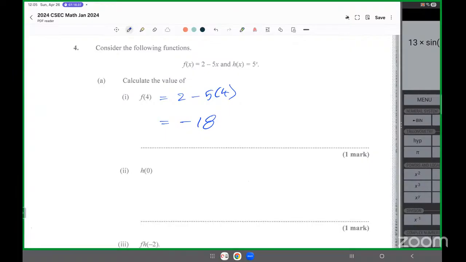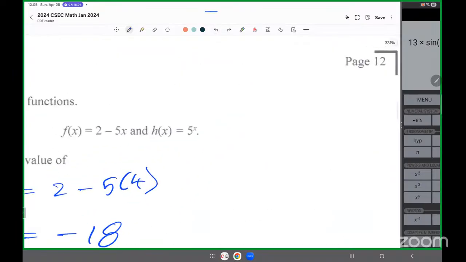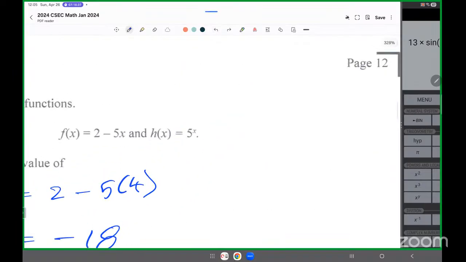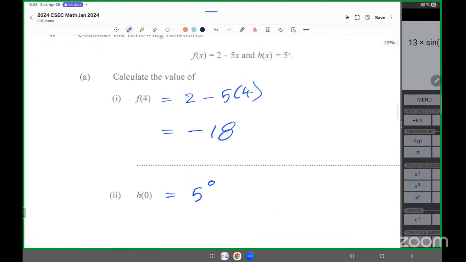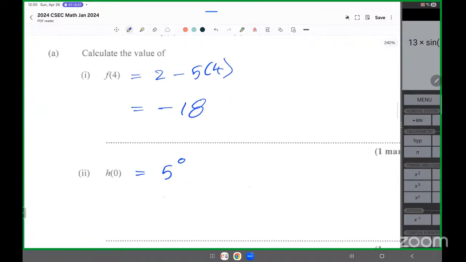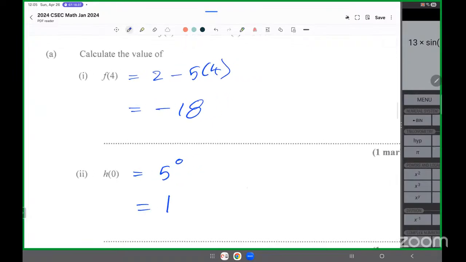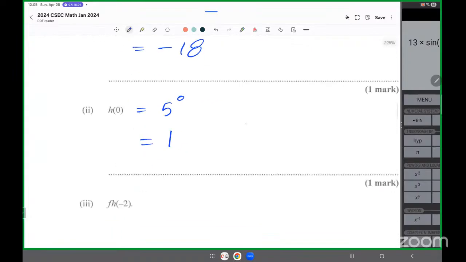Next one, h of 0. We're going to put 0 in the h function up here, so the x is 0. Remember the h is 5 to the x. So put 0 in there now. So that becomes 5 to the 0. Any number raised to the power 0 is 1. So that equals 1. Done. Next one.